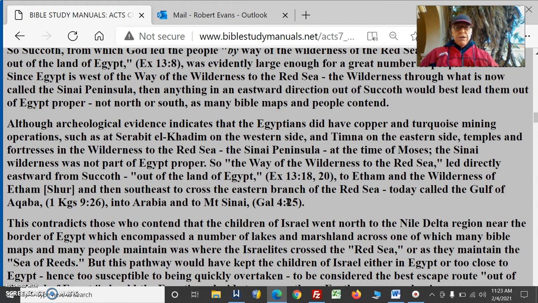So the way of the wilderness to the Red Sea led directly eastward from Succoth, out of the land of Egypt, to Etham and the wilderness of Etham Shur, and then southeast to cross the eastern branch of the Red Sea, today called the Gulf of Aqaba, into Arabia and to Mount Sinai.